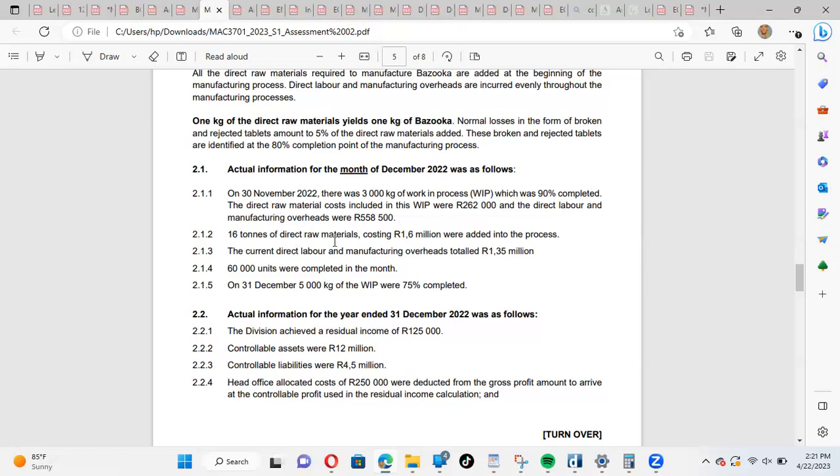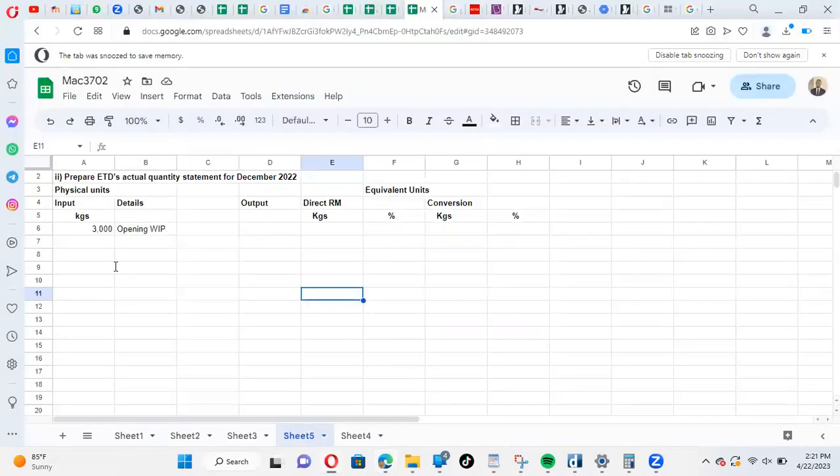And then 16 tons of direct raw materials costing 1.6 million were added. This is a quantity statement, so we are only interested in the quantity. What is 16 tons? This is 3 tons, right? So 16 tons is basically going to be 16,000. This is what we are adding in. What do we call that? This is our input. This is what we are putting in, the new stuff that we are putting in.